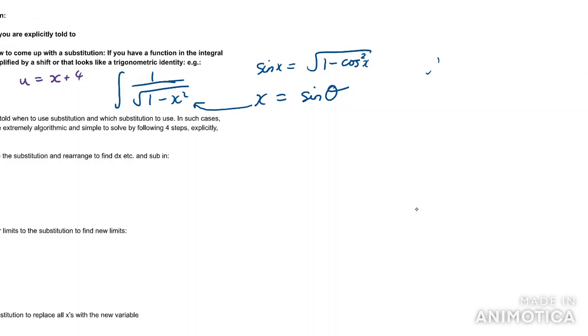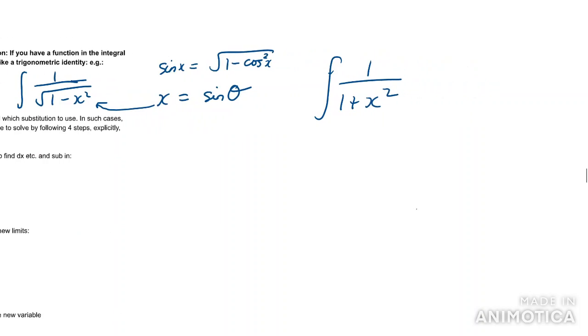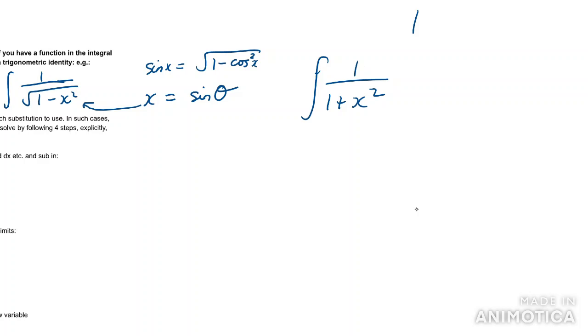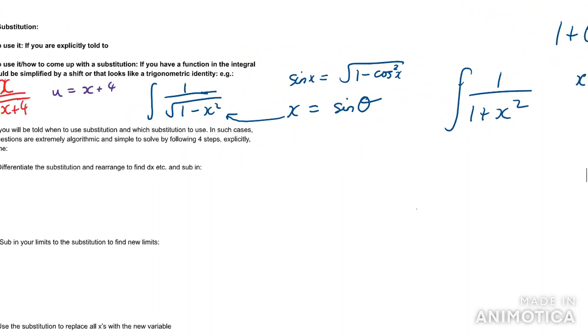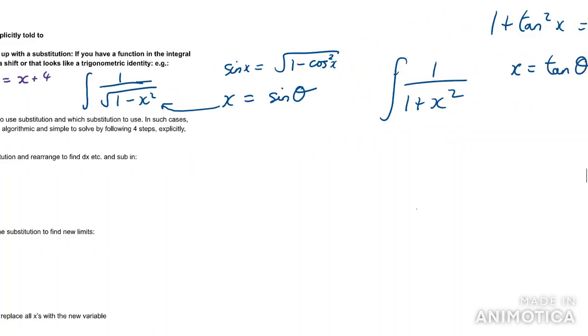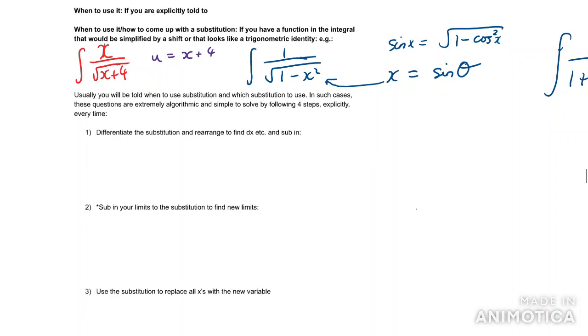Similarly, if I have this, well, that looks a bit like a trigonometric identity, because 1 plus tan squared x is sec squared x. And so I could try x equals tan theta, simply because that would simplify the bottom. So that's all you want to do if you really do have to come up with a substitution, which isn't very common in A-level. But that's actually all there is to it in terms of coming up with clever substitutions. It's just looking at what would be helpful.